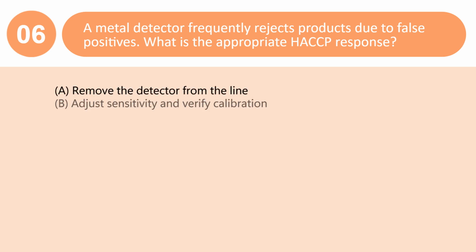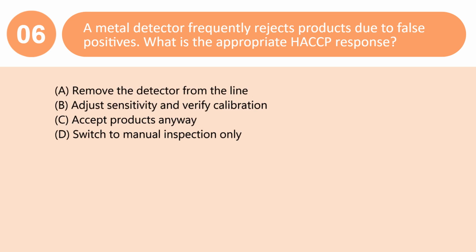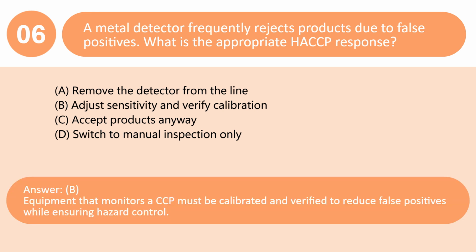A metal detector frequently rejects products due to false positives. What is the appropriate HACCP response? A. Remove the detector from the line. B. Adjust sensitivity and verify calibration. C. Accept products anyway. D. Switch to manual inspection only. Answer: B. Equipment that monitors a CCP must be calibrated and verified to reduce false positives while ensuring hazard control.